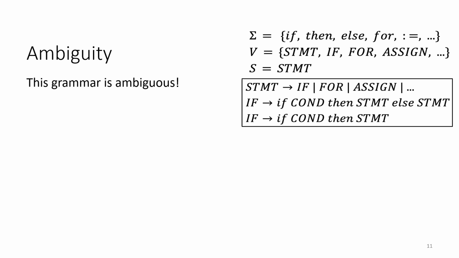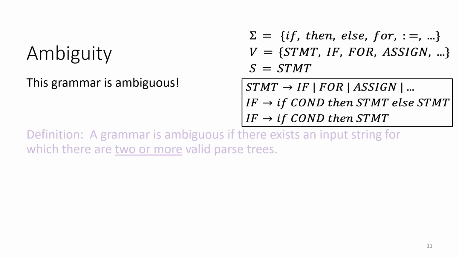So this is ambiguous, as mentioned before, because it has two different parses. If we allow some rules about what the precedence of order of rules we apply is, then it changes things. But right now there's two different ways to get to that same final statement. So a grammar is ambiguous if there exists an input string for which there are two or more valid parse trees.